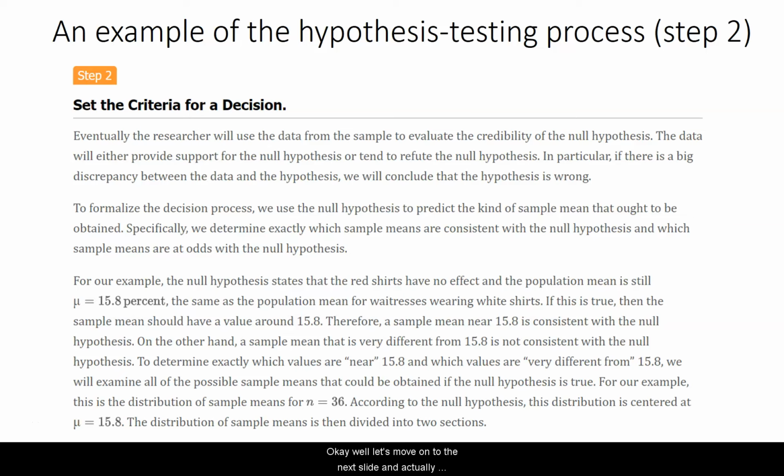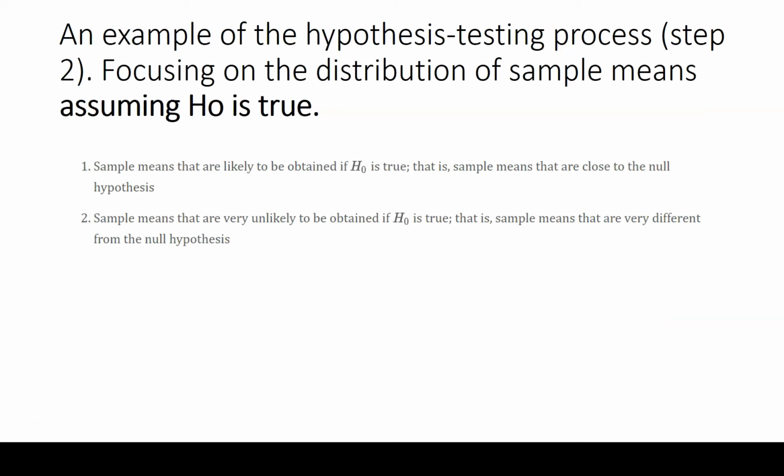Okay, well, let's move on to the next slide and actually look at this graphically. An example of hypothesis testing focusing on the distribution of sample means, assuming the null hypothesis is true. There are sample means that are likely to be obtained if the null hypothesis is true, that is, sample means that are close to the null hypothesis. And there are sample means that are unlikely to be obtained if the null hypothesis is true, and that is sample means that are very different from the null hypothesis.